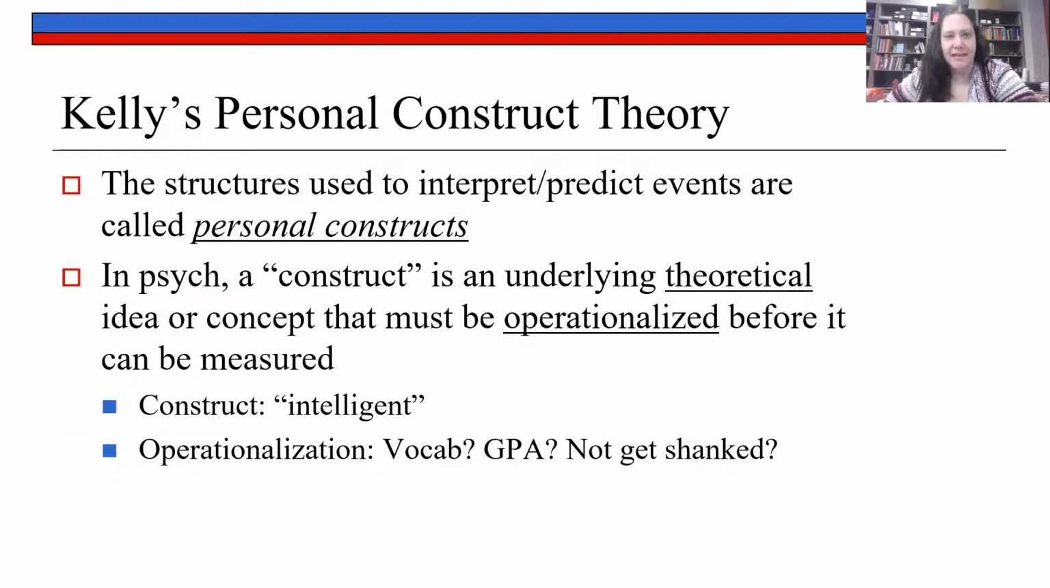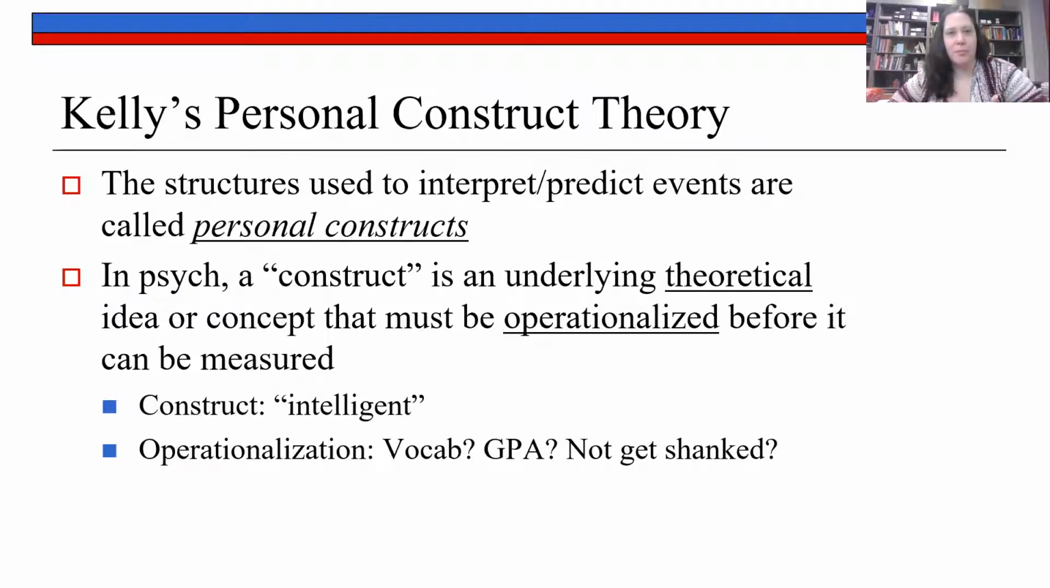So, how does Kelly's theory work? He says that the ways that we make meaning out of our world, the way that we interpret our world and try to predict it, are these categorical systems using what he called personal constructs. So let's break down the word construct. In psychology, a construct is an abstract, underlying theoretical idea or concept. In order to understand it, we have to operationalize it, which is define it and say how we kind of measure it. All right. So an example of a construct might be intelligence.